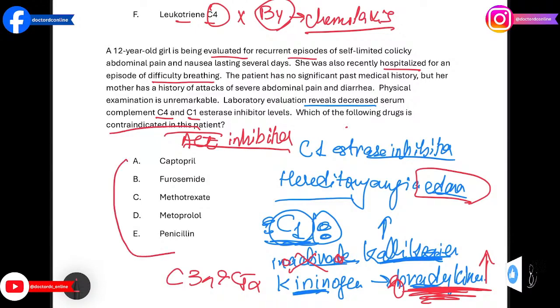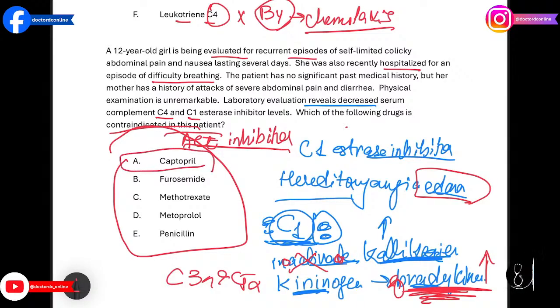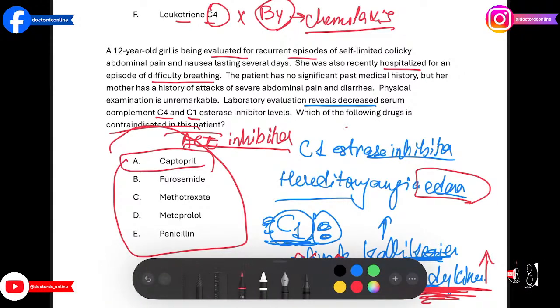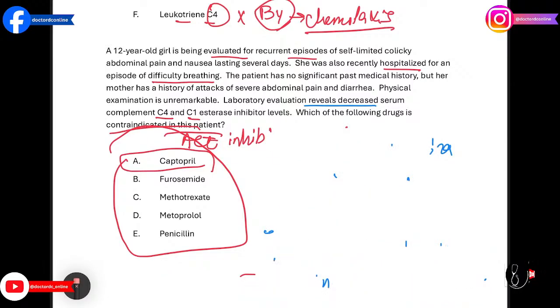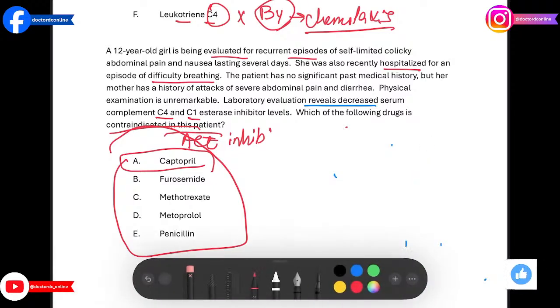And if you found any ACE inhibitor in the options, yes, Option A, captopril. Because ACE normally catalyzes the conversion of angiotensin 1 into angiotensin 2, and ACE also converts bradykinin into inactive metabolites. ACE inhibitors can therefore lead to bradykinin accumulation. Again, I will give you one elaboration of how the bradykinin level will be increased by ACE inhibitors.